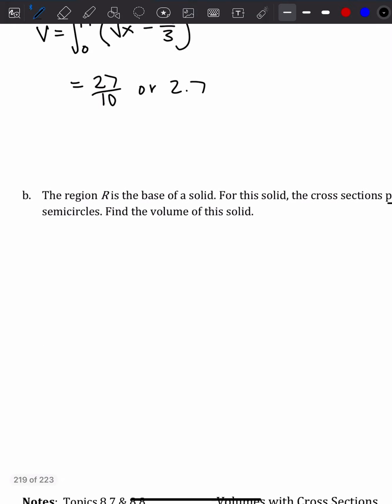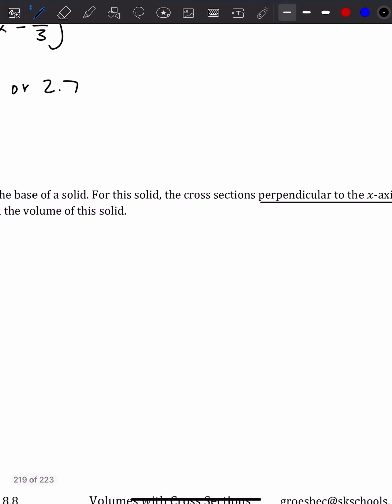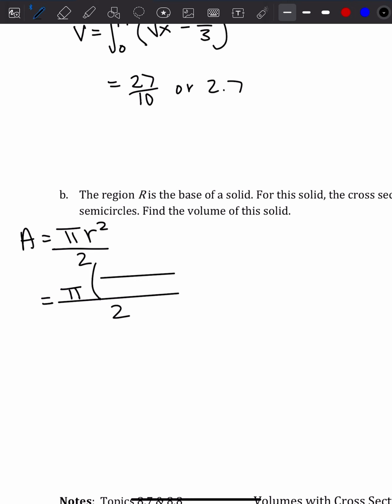Okay, and this last one here, the region R is the base of the solid. For this solid, the cross sections perpendicular to the x-axis are semicircles. So we have semicircles again, so I know our area function is pi r squared divided by 2, and our radius is half of that distance between our two functions. So our two functions, the top minus the bottom, and whatever we get, we're going to divide by 2. So I know I need to divide by 2 and square whatever we have here. And that distance between our two functions is that top equation minus the bottom equation again.